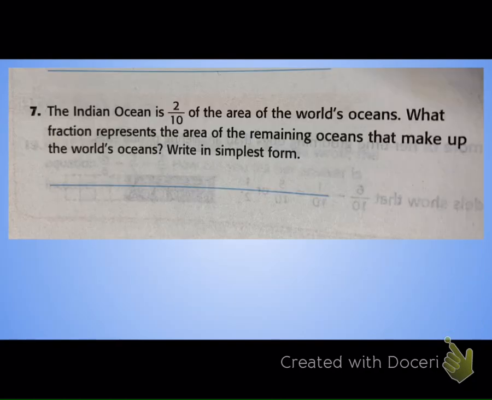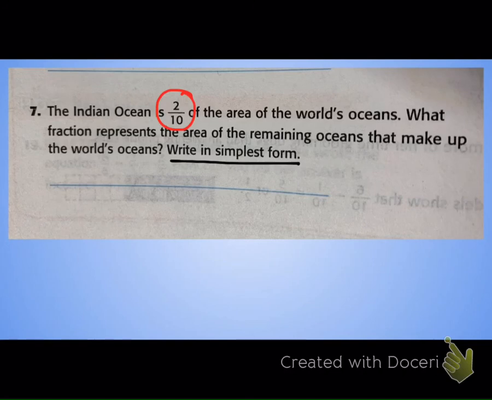All right, before we wrap up this lesson, let's take a look at one of these word problems here. It says, the Indian Ocean is 2/10 of the area of the world's ocean. What fraction represents the area of the remaining oceans that make up the world's ocean? And they want us to write it in simplest form. So what information do we have? We know 2/10 is the area of the Indian Ocean. They want to know, what is the rest of the oceans made up of?